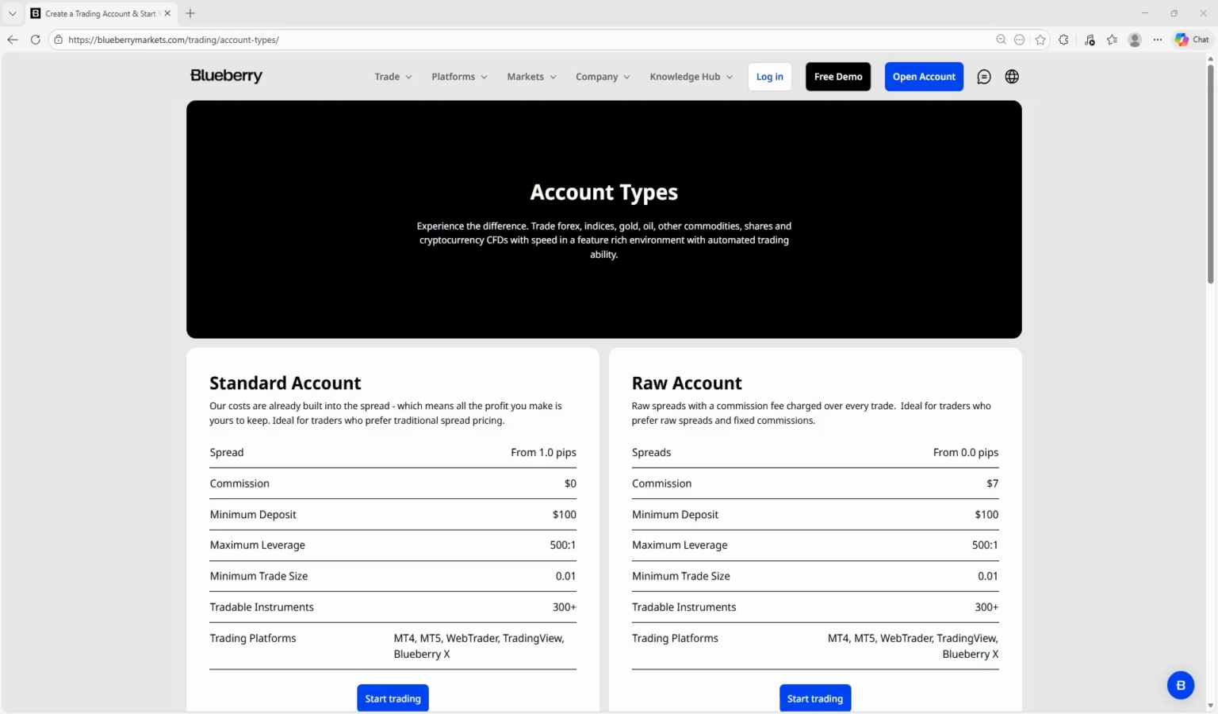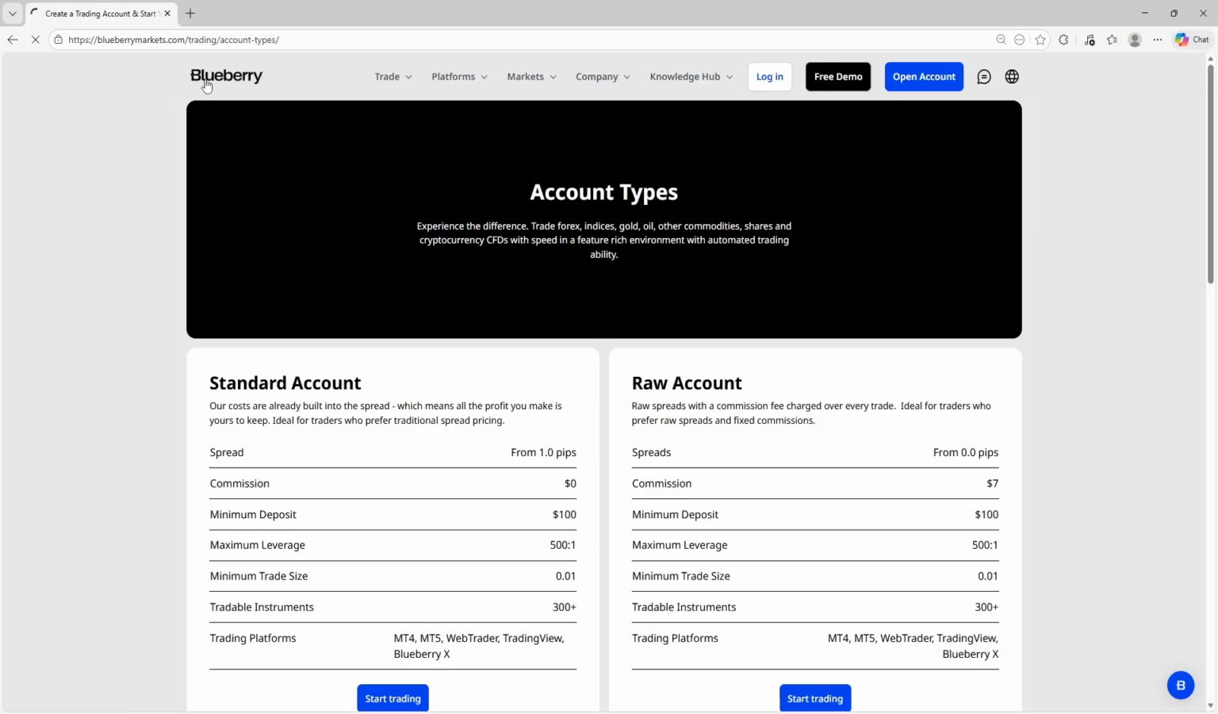qualify for better pricing. For more active traders, Blueberry's Raw account is where pricing becomes more aggressive. Spreads can start from 0 pips, with a fixed commission charged per lot traded. This structure benefits scalpers, algorithmic traders, and anyone running strategies where tight spreads and execution consistency matter more than simplicity. Importantly, both accounts maintain the same leverage limits, minimum trade sizes, and instrument access, so traders are choosing pricing style rather than being locked into different trading conditions.